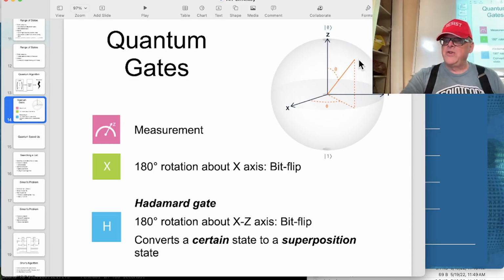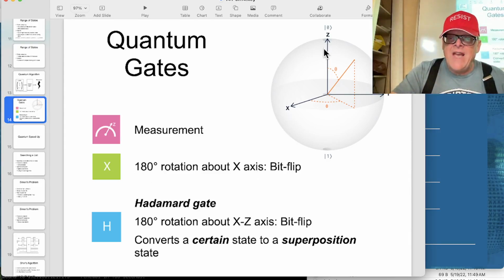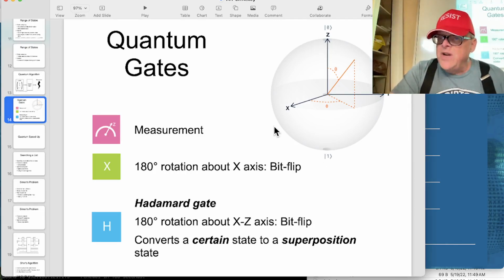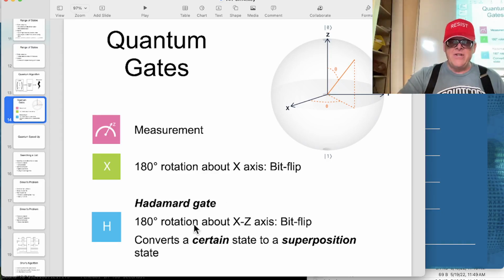That's where it stops being uncertain and is forced to settle down to either 0 or 1. Then there's a 180-degree rotation about this x-axis, which would change a 0 to a 1, or it would change one of these uncertain states to a different uncertain state. And then there's a Hadamard gate, which is a 180-degree rotation about the xz axis, which would change a 1 to a minus 1. I'm not quite sure what this xz axis is, about y. I'm having trouble explaining it in the diagram, but anyway, this converts a certain state to a superposition state. All right, and I guess it's about this diagonal.